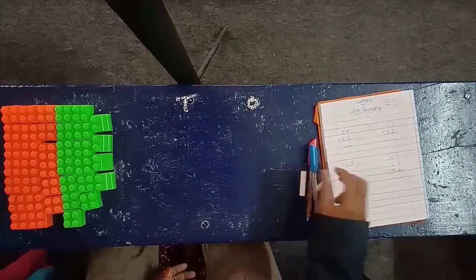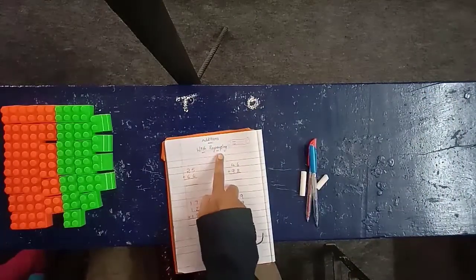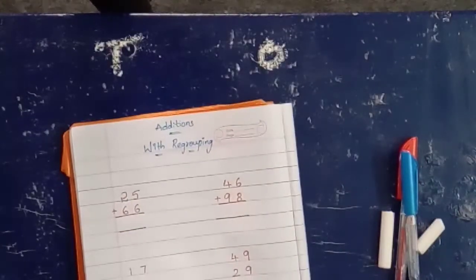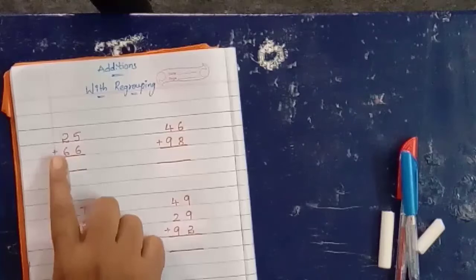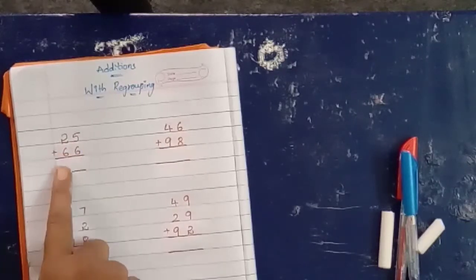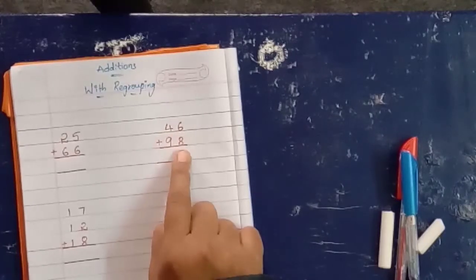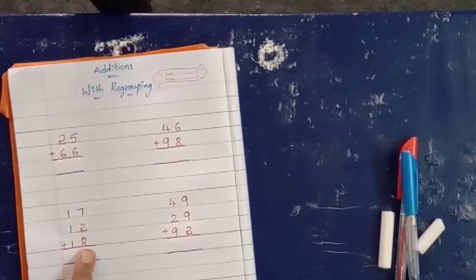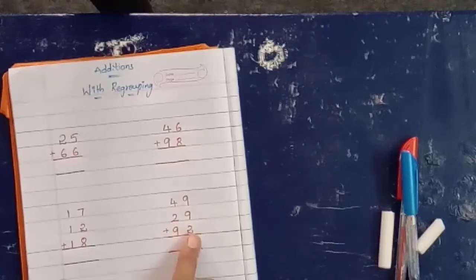Yes children, now I will do an activity on additions with regrouping. Regrouping means carry problems, children. The given problems are: first problem 25, 66; second problem 46, 98; third problem 17, 12, 18; and fourth problem 49, 29 and 92.